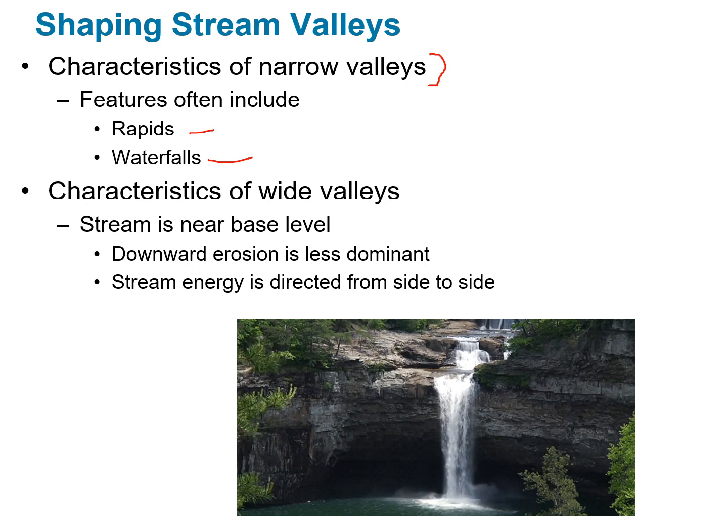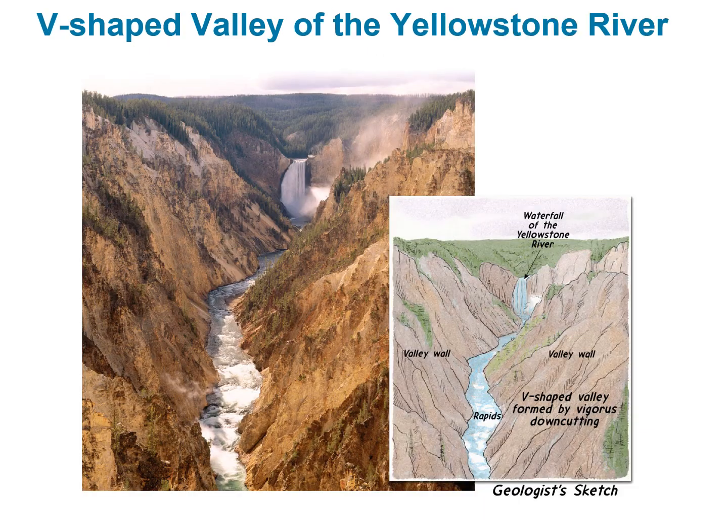Wide valleys, on the other hand, that is a river that's closer to the base level. So because the water is closer to the base level, it no longer needs to kind of erode down to the base level. It can focus its erosion in a side-to-side fashion, like that meandering river we've been talking about. So downward erosion is less dominant. The stream energy is focused side to side.